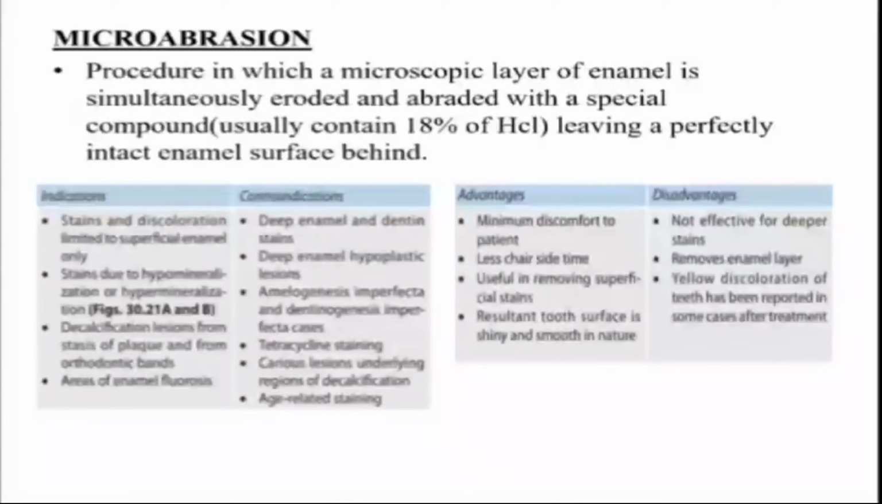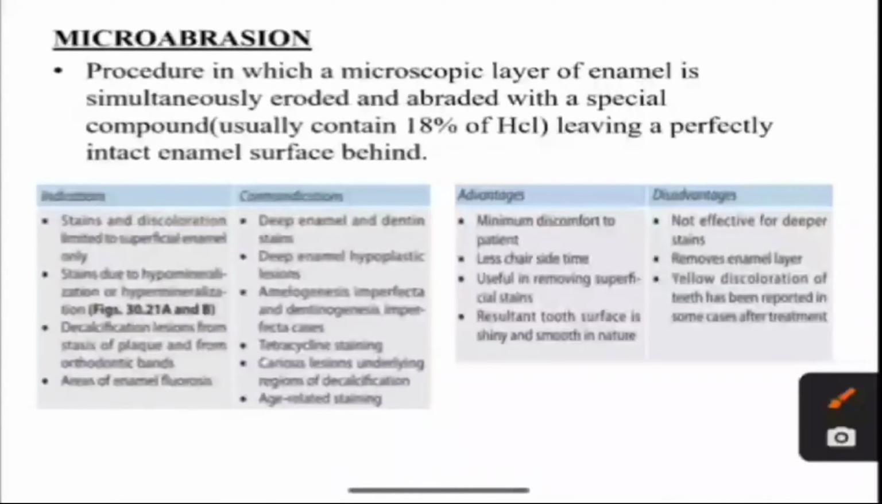Next one is microabrasion. So this is a very important question. This is a procedure in which a microscopic layer of the enamel is simultaneously eroded and abraded with a special compound, that is usually 18% hydrochloric acid, thereby leaving a perfect intact enamel surface behind. So you can see the indications and contraindications. You can note one or two indications like stains and discoloration limited to superficial enamel only, and contraindications like deep enamel and dentin stains. And advantages and disadvantages.